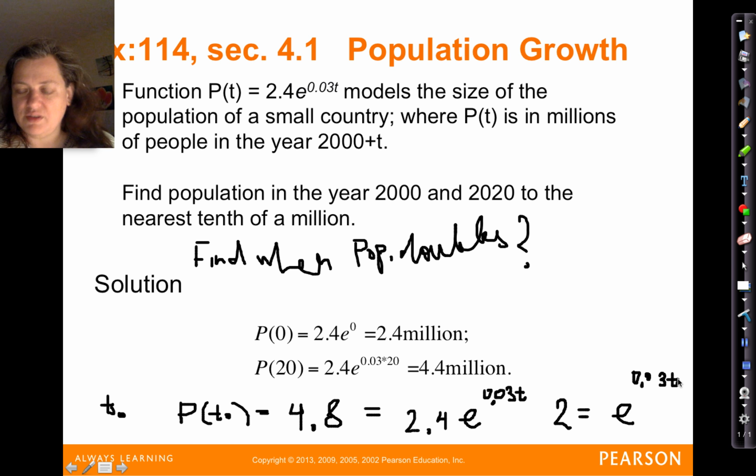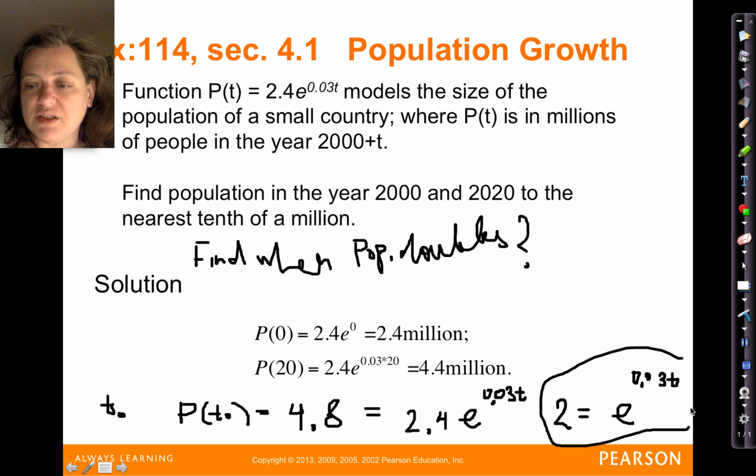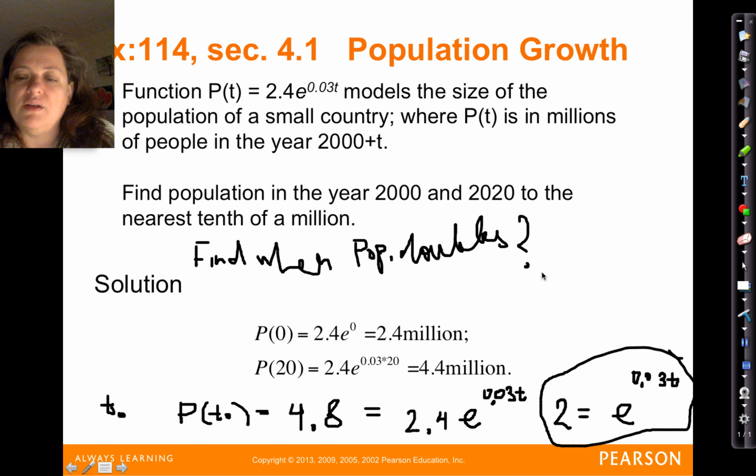Does this ring any bell? No, look, it doesn't matter what I started with. It doesn't matter what I ended up with. All that matters is it's doubled. So basically, all the doubling questions are going to have this shape.